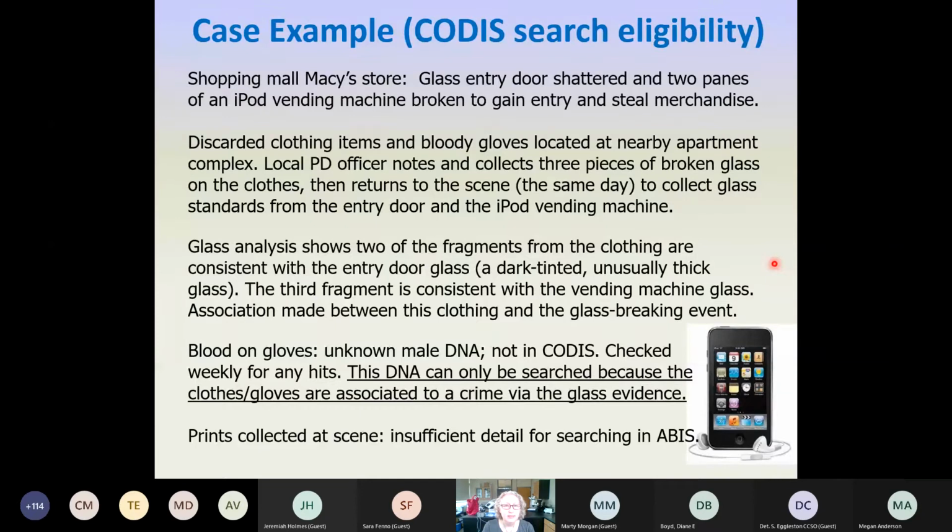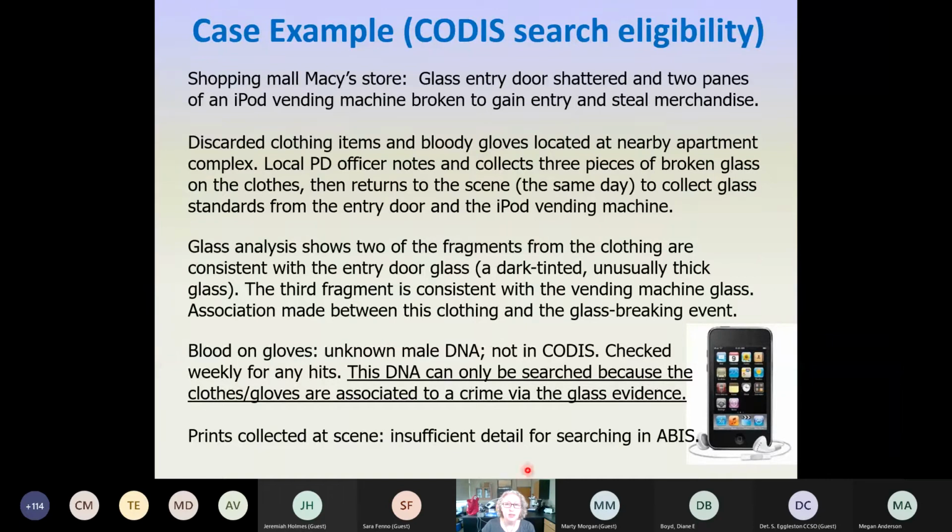We worked on the glass in the lab, and analysis showed that 2 of the 3 fragments from the clothing were associated with the entry door, and this was an unusually thick type of glass, kind of rare glass. And then the 3rd of the 3 fragments was associated with the vending machine glass. So now we have associated the clothing with the glass breaking event. So that means the blood on the gloves can be tested for DNA and be searched in CODIS.